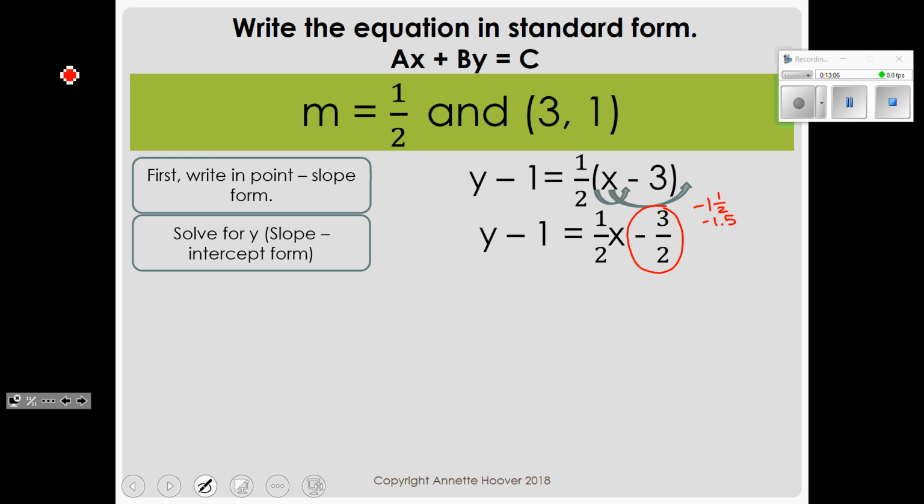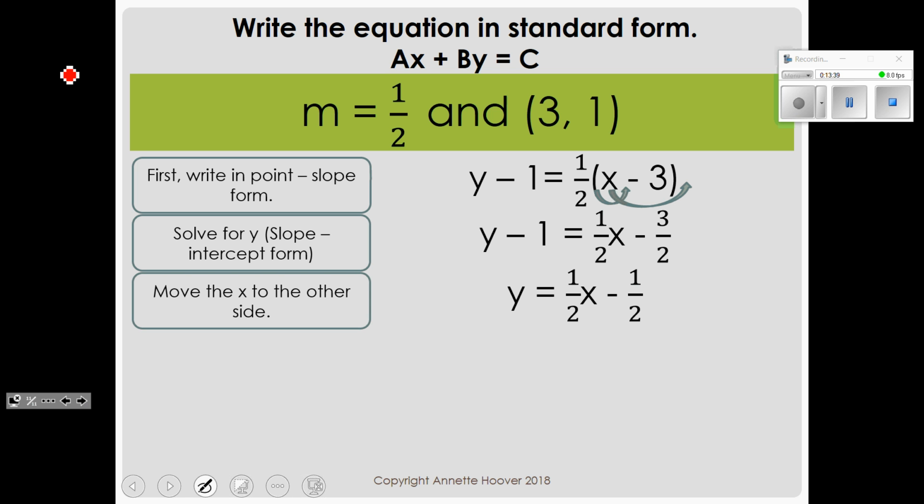Now to get y by itself, we want to add a positive 1 to both sides. So if you have one negative and one positive, we subtract and keep the sign of the one with the greatest absolute value. So 1.5 minus 1 whole would be a half. Keep the sign of the one with the greatest absolute value, so that would just give us negative half when we move that 1 from one side to the other. Now to put it in standard form, we have to move the x term to the front. When we do that, it's going to be a negative 1/2 x.